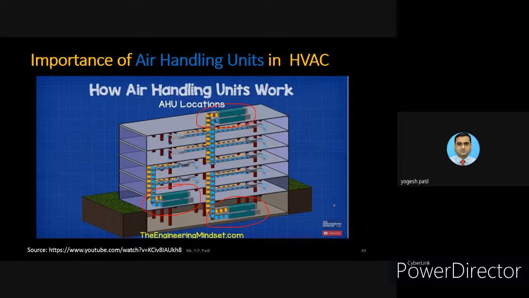No, it is not like that. There are many air handling units available in a particular building. In this picture, there are 3 air handling units. One can be on the roof, one on the floors, and another in the basement or ground parking part. And there is a circulation system from this particular air handling unit.